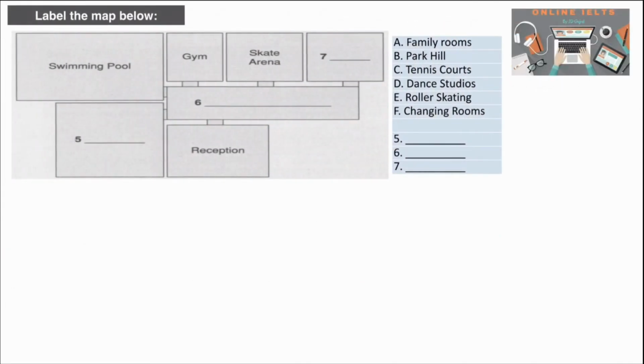Now here, I will make you listen to the audio. You need to follow the above steps which I have mentioned, like you have to mark the keywords. You need to understand what is given. And keywords here you will mark like this: swimming pool, gym, skate arena and reception. As there are just 4 words given, all the 4 words will be your keywords here. And the options given are: family rooms, Park Hill, tennis courts, dance studios, roller skating, changing rooms.